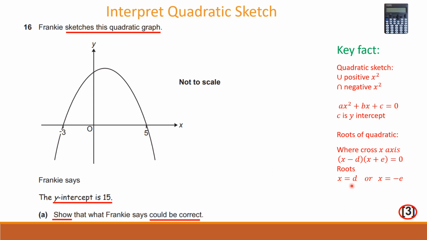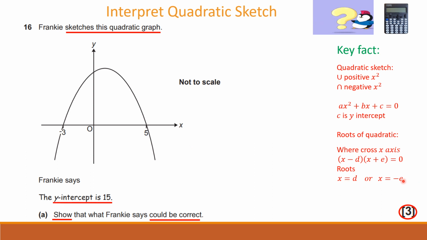So in my case here, d is equivalent to the 5, so you're going to have to think about what you're going to put in here. And then the x is equal to negative e, that's equivalent to this negative 3. So these are the 2 roots that you're going to be substituting in.